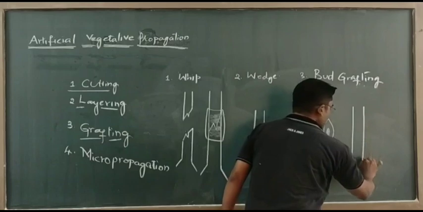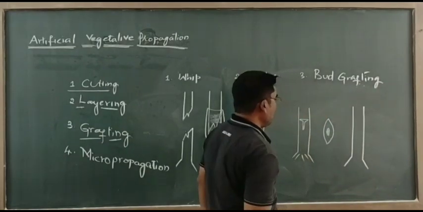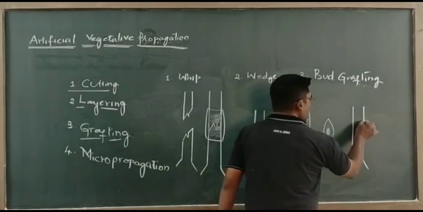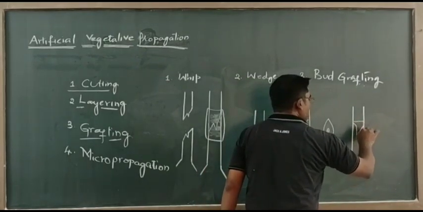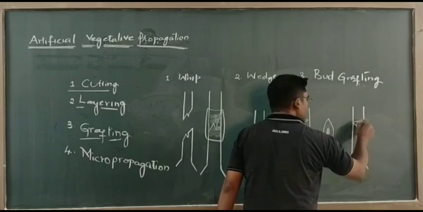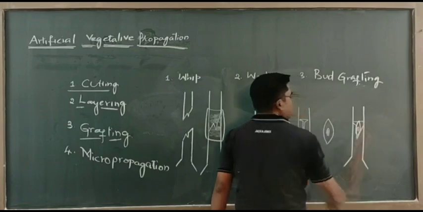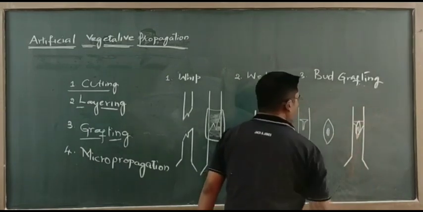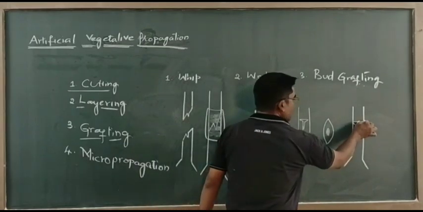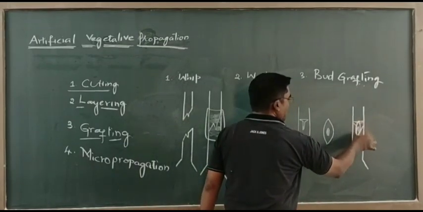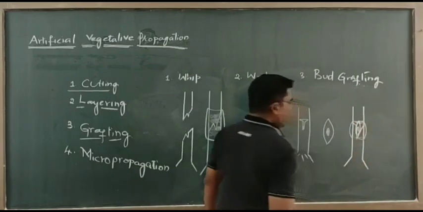This is the stalk where a cut has already been made in the form of a T-shaped structure. In this T-shaped structure, this bud is placed. For example, it is placed in such a way that it is inserted within the T-shaped structure. After this, again some graft clay is applied and it is covered with a polythene cover.